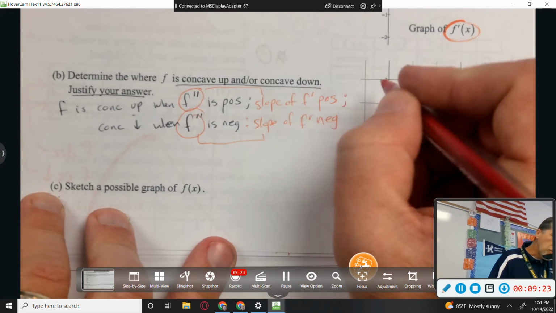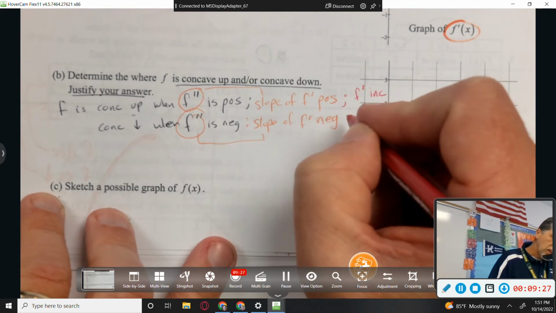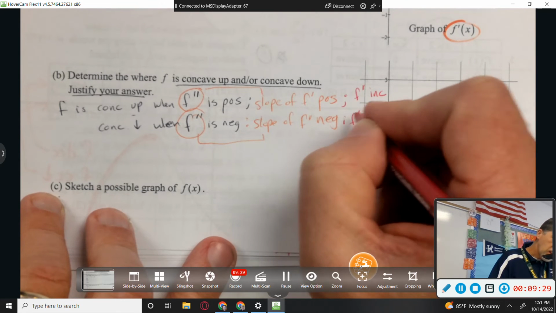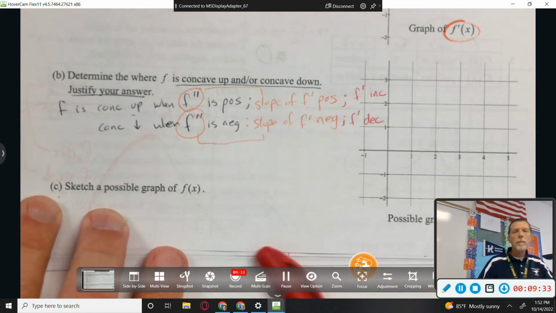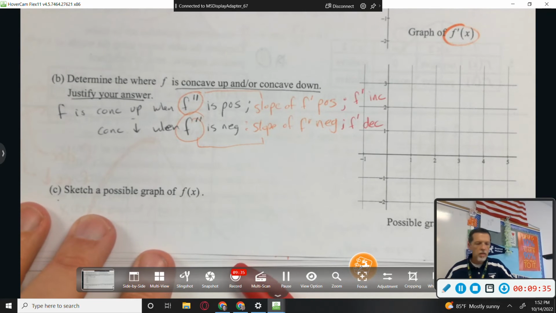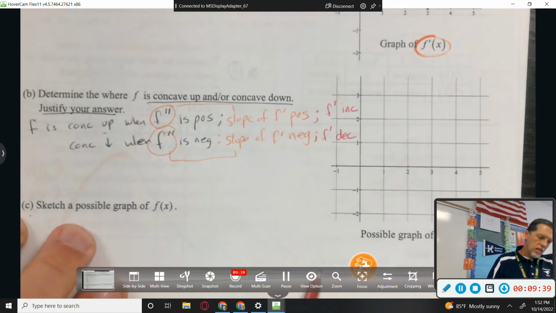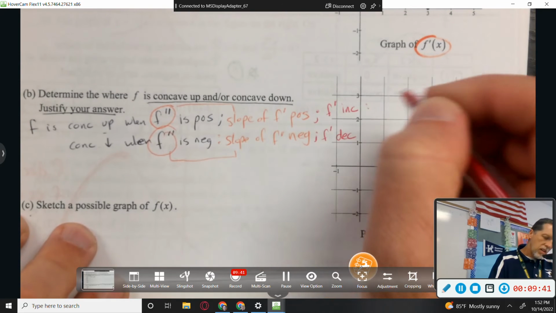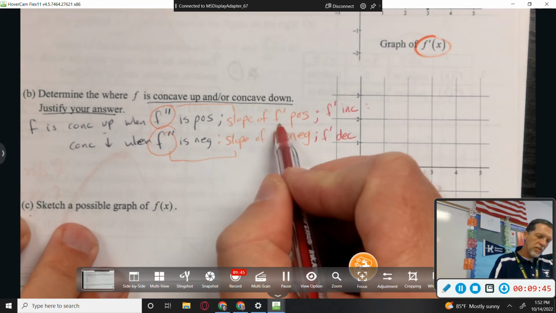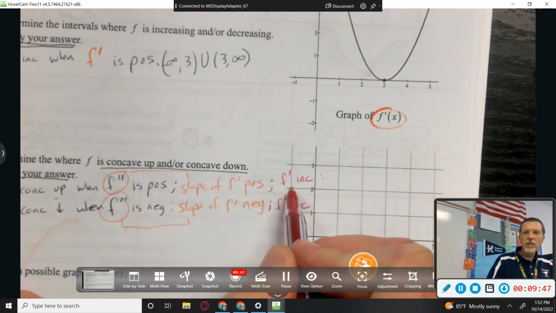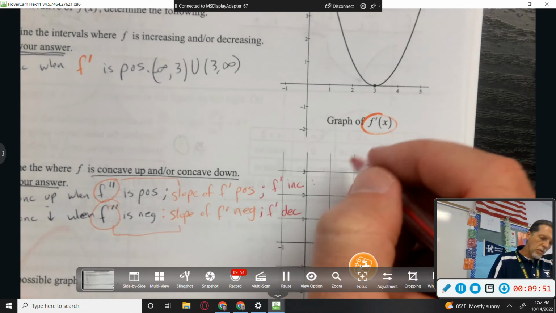If the slope of f prime is positive, that means f prime is increasing. So f double prime is positive when the slope of f prime is positive. That means when f prime is increasing. So look at my graph of f prime. Where is f prime increasing?